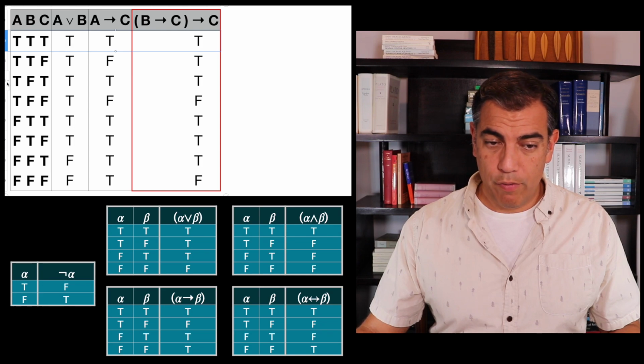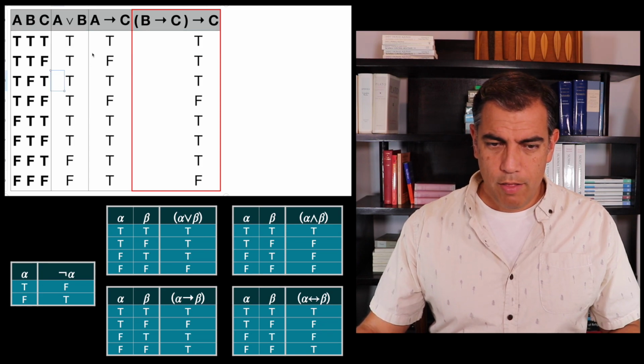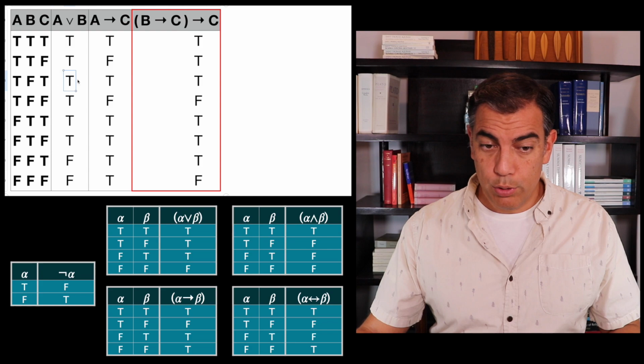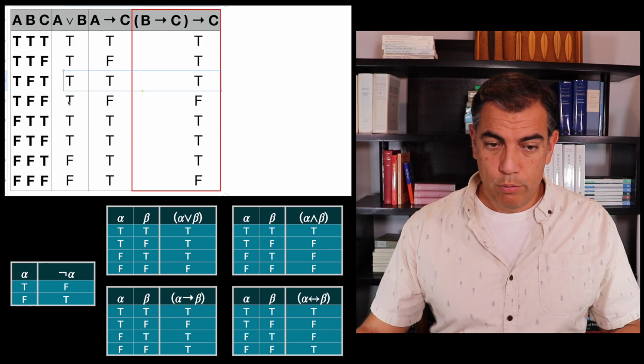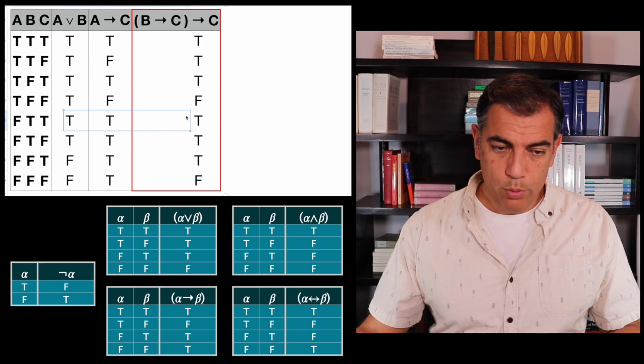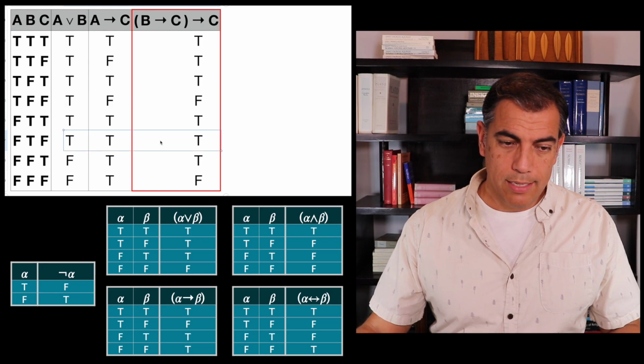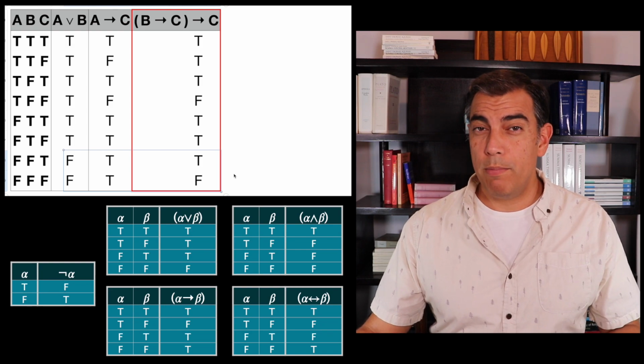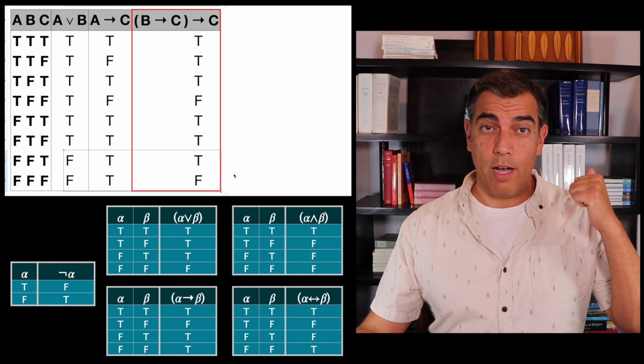Second row, we have a false premise, so I'm not worried about that. Third row looks like all truths. Fourth row, true, false, so I'm not worried about that one. Fifth row, all truths. Sixth row, all truths. And the seventh and eighth rows, I have false premises, so I'm not worried about those. Looks like this is a valid argument.